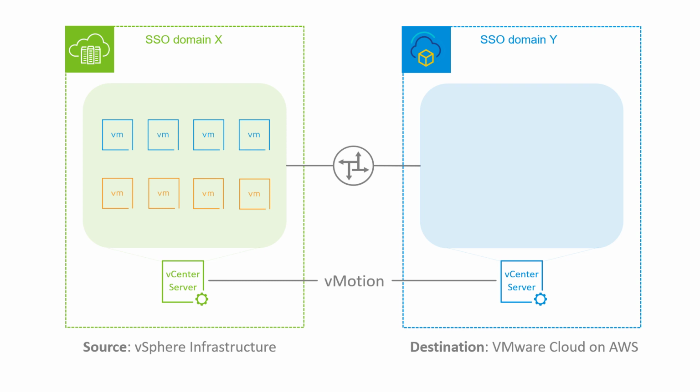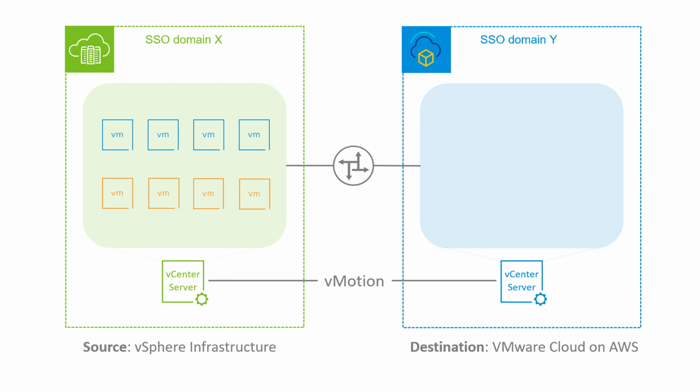Now we have multiple ways of migrating. HCX, Hybrid Cloud Extension, is probably the most sophisticated way of doing migrations because there's a lot of orchestration and automation involved as well. But there might be situations where the advanced cross vCenter vMotion capability really helps.